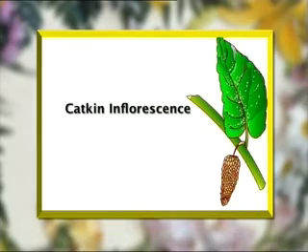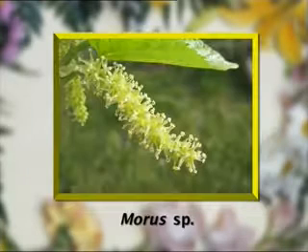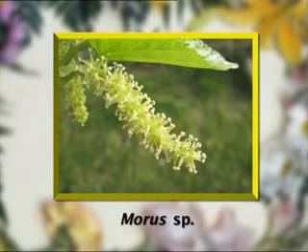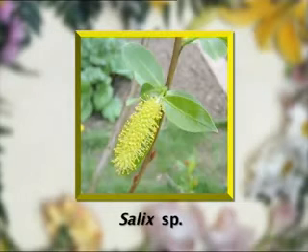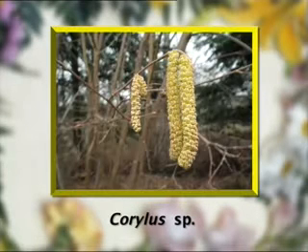Catkin is another type of racemose inflorescence. It is also known as amentum. A catkin is like a spike but with a long pendulous axis which usually bears naked unisexual flowers subtended by scaly bracts. This is the typical inflorescence of morus or mulberry, salix which is willow, populus or cottonwood, and corylus known as hazelnut.